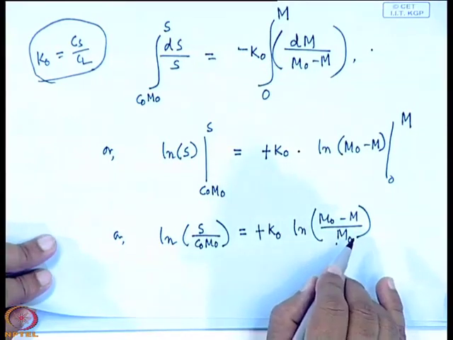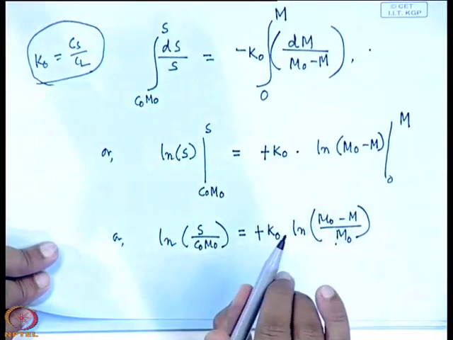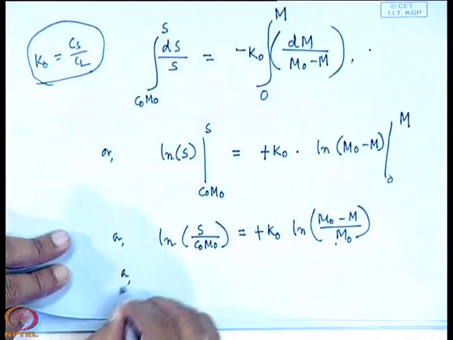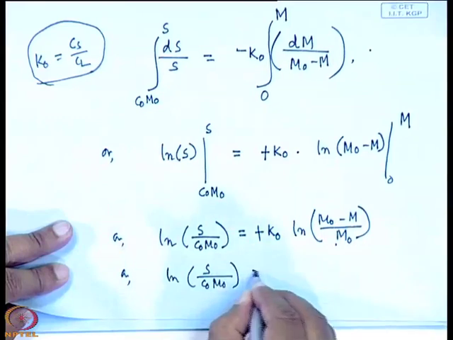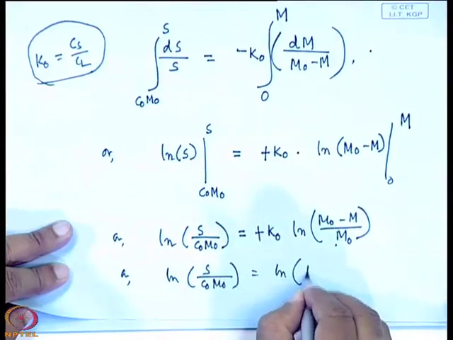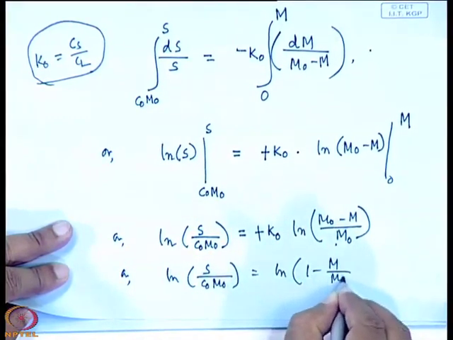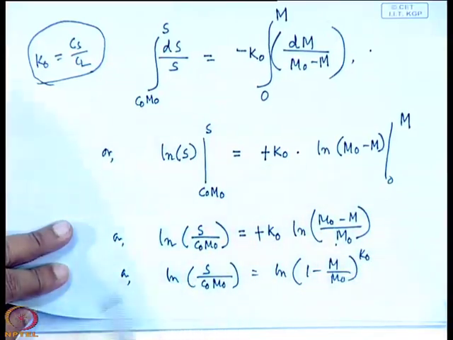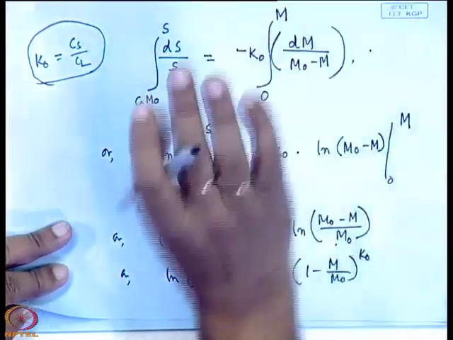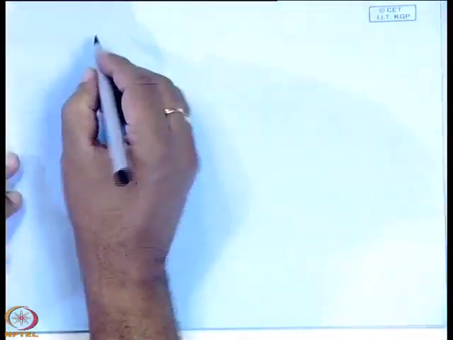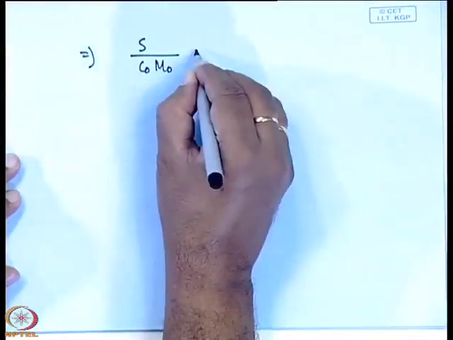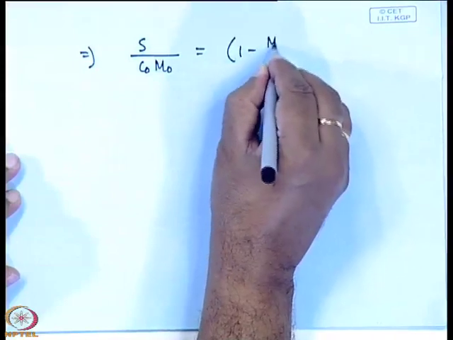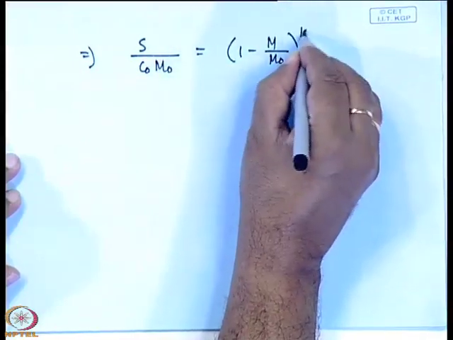Up to this it is okay? Yeah, put k 0 1 to the... You do one thing: ln C s by C 0 k 0 equals ln 1 minus m by m 0 to the power k 0. Then you remove the log. Then what will happen? C s by C 0 k 0 equals 1 minus m by m 0 to the power k 0.